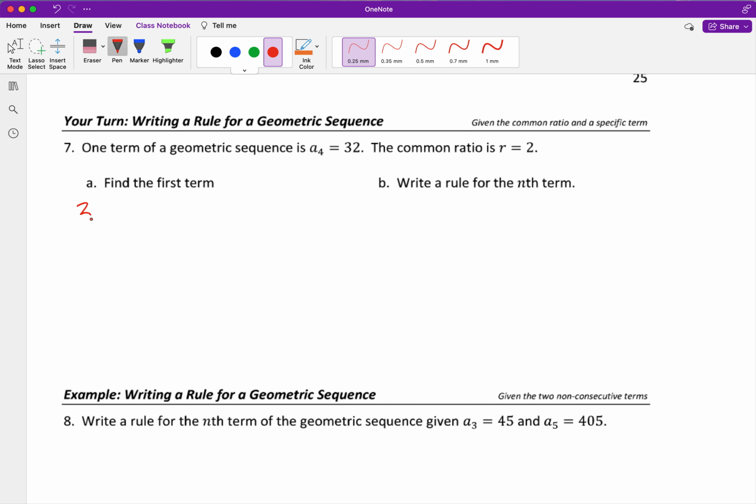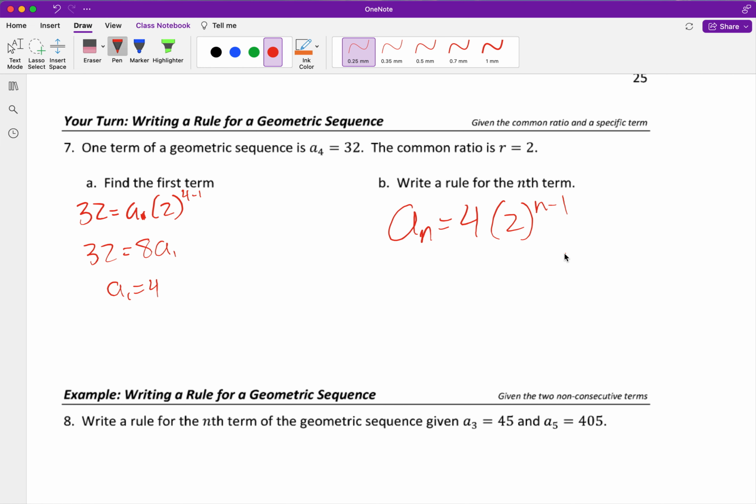So, first term, we're going to do 32 equals A1 times 2 to the 4 minus 1, because we're using the fourth term here. We're going to get 2 to the third. That's going to be 8 times A1. Divide that over. A1 is going to equal 4. So, I got the rule. AN equals 4 times 2 to the n minus 1. Done.